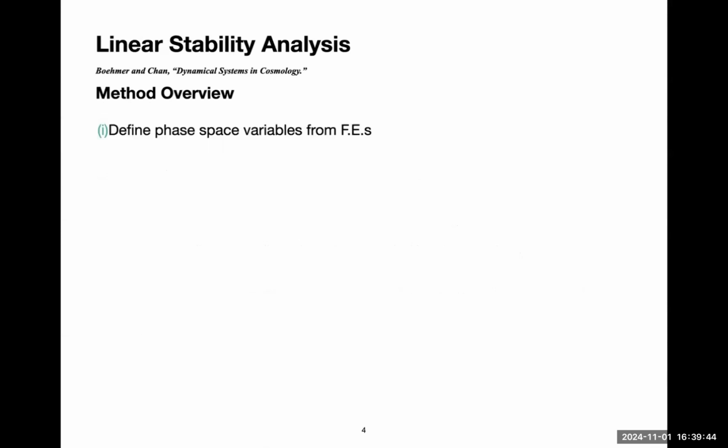So let's give a brief overview on the method that we use and see how the algorithm works. First, we take the Friedmann equations of the model and define the model-meaningful phase space, where the dynamical variables come from them. And then we construct the autonomous equation system.